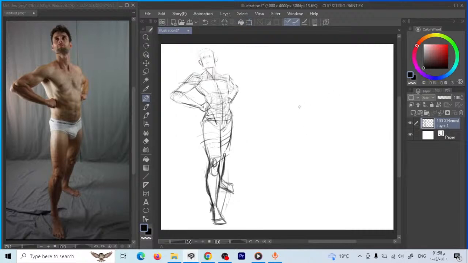As you can see, the first thing we need to know when we are using a reference, thank you so much, Des. I'll try my best. Okay, first of all, when we use a reference, we need to analyze the reference, okay? And we don't have to just go for the exact pose. You can exaggerate, you can do whatever you want with the reference.